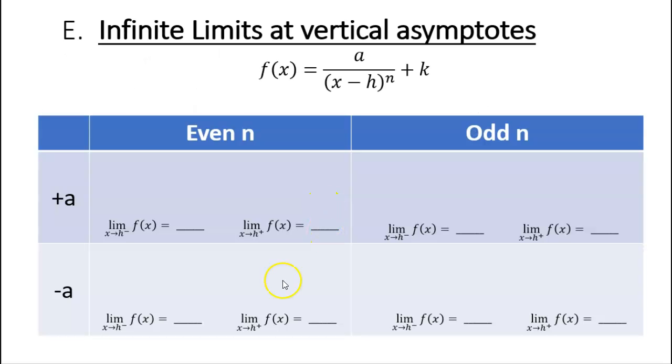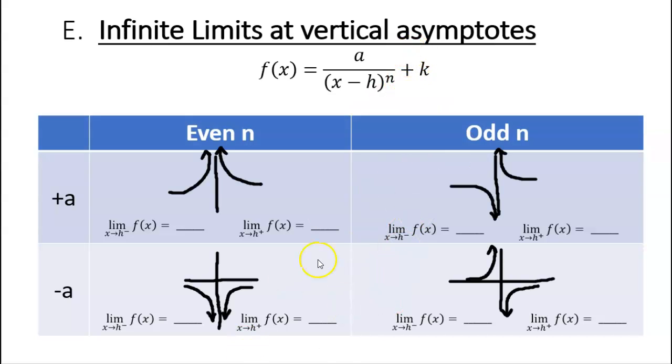Now, let's put all this in a table. So earlier we looked at some graphs, and they looked like this. And the shapes of these graphs are based on two things. They're based on whether the power is even or odd. If the powers are even, they're both going up or they're both going down. If the powers are odd, they go in opposite directions on both sides. And based on whether the A is positive or negative, you get these different directions because it's a vertical reflection.